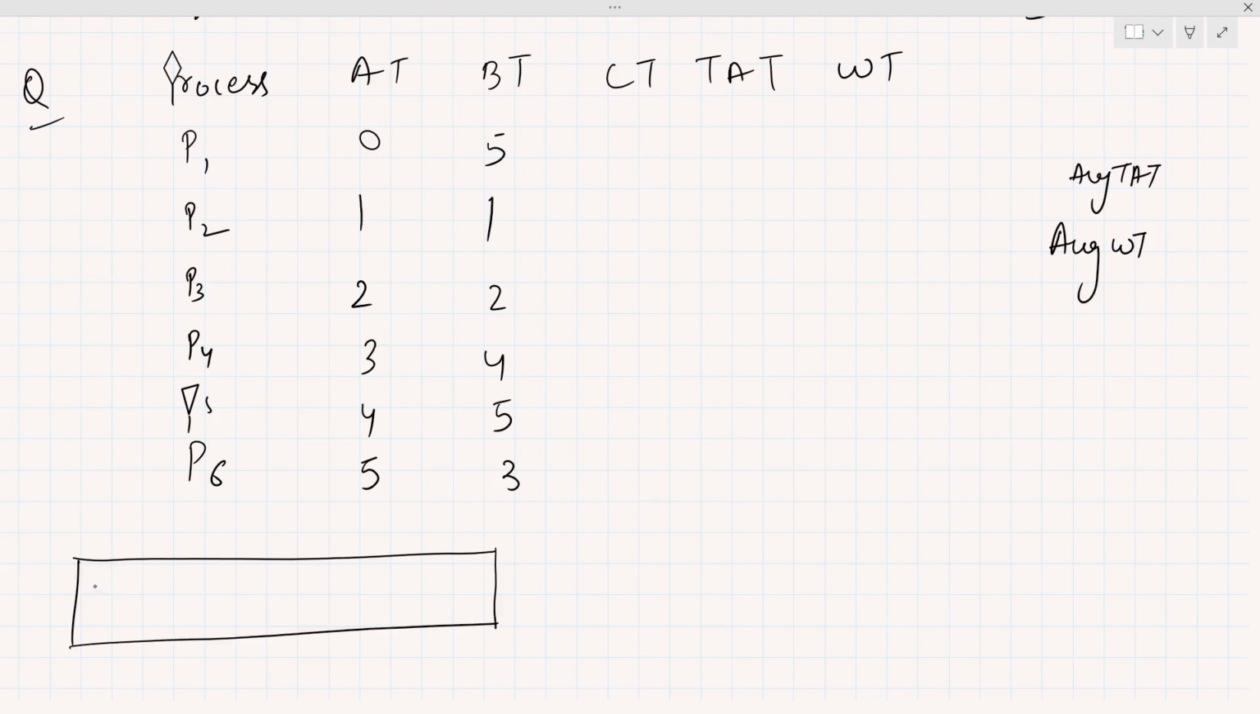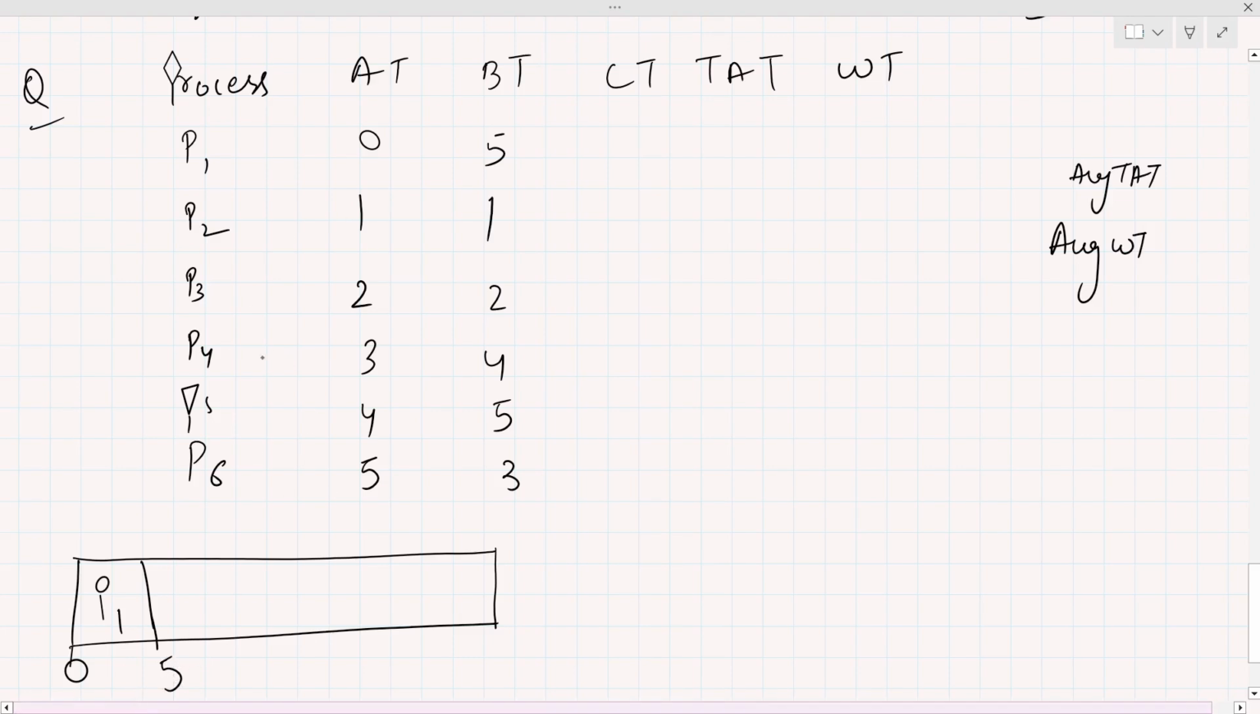The Gantt chart always starts from 0. So at arrival time 0, how many processes are there? Only one process, P1. If there is only one process, I have to give the CPU to that process. What is its burst time? Burst time is 5. So now the time has become 5.